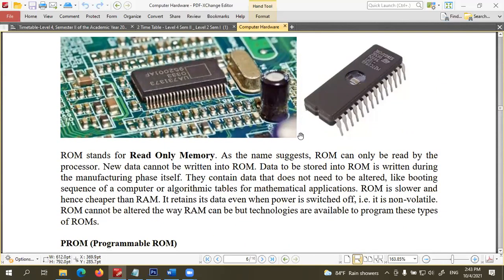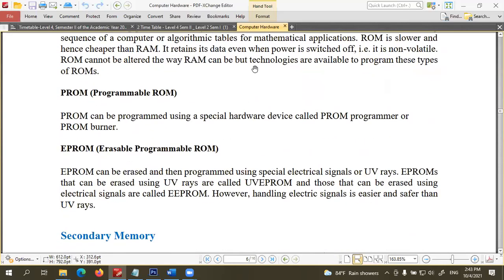Again, the data in this ROM, or the instructions to the ROM, will be written during the manufacturing process of the chip and the motherboard. But even this is called read-only memory. It has some variations like programmable ROM. PROM can be programmed using a special hardware device called a programmer, a PROM programmer. So if you want to update the firmware of a device, then you have to pre-program the ROM.